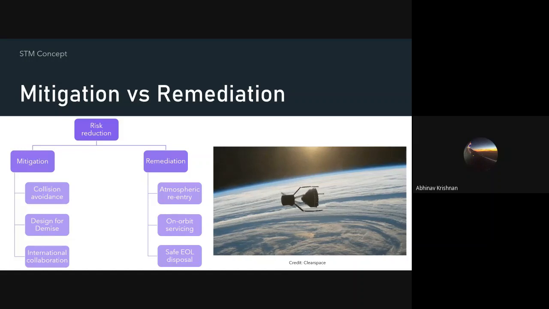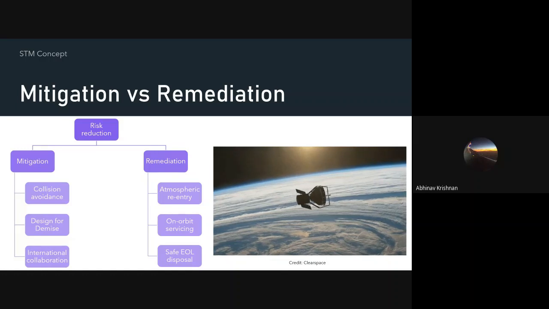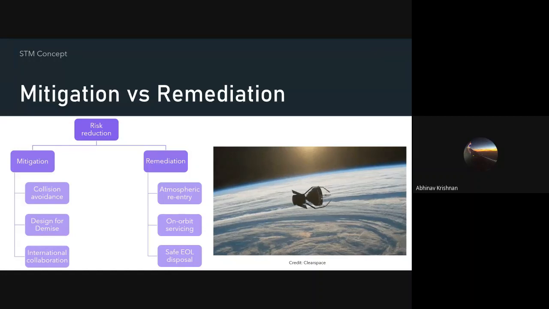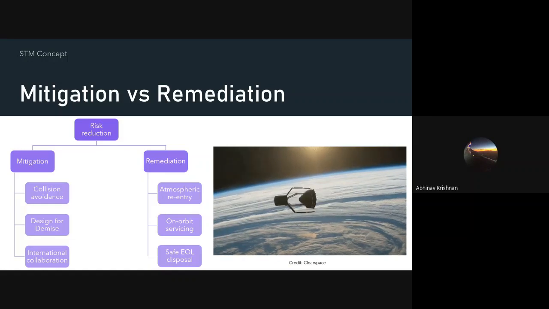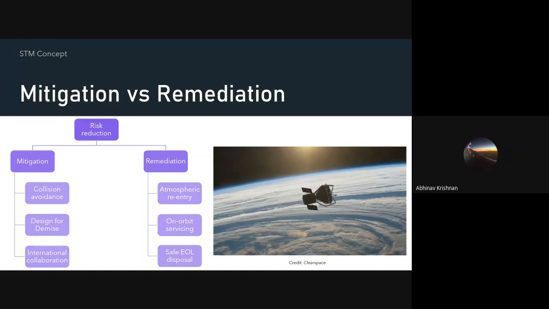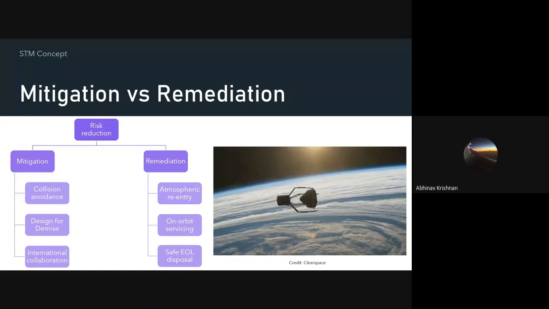I should specify here what design for demise means. It's material selection, component design, demisable structures like weak joints or specific cut patterns that just break open upon re-entry. Then you have the end-of-life deorbit plan. This is important from two perspectives. One is to prevent any sort of fragmentation events happening in space. The other is to prevent any object from going defunct and being a threat, or maybe just a very costly trash can flying in space. We don't want that. So that's where remediation comes into the picture.